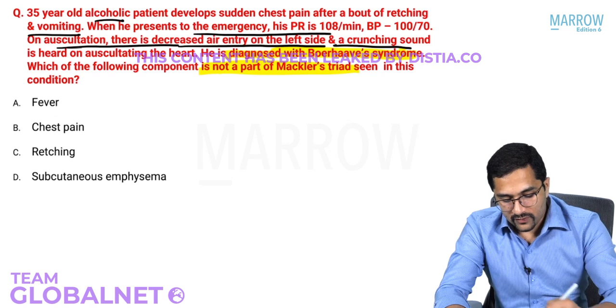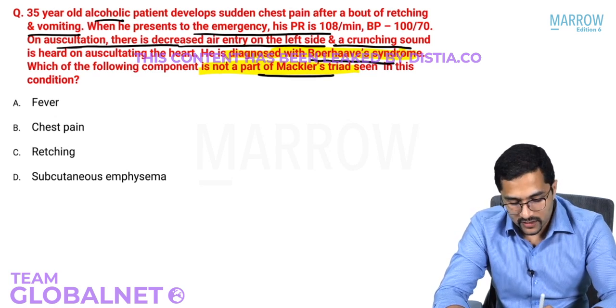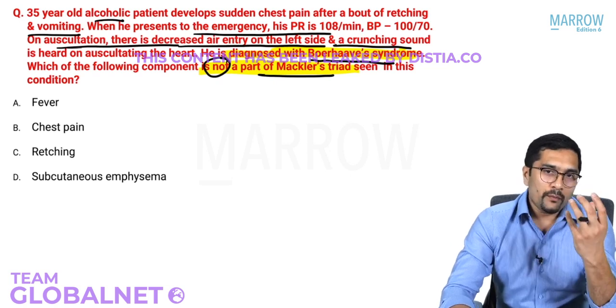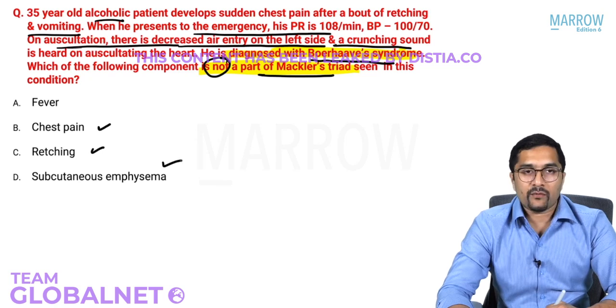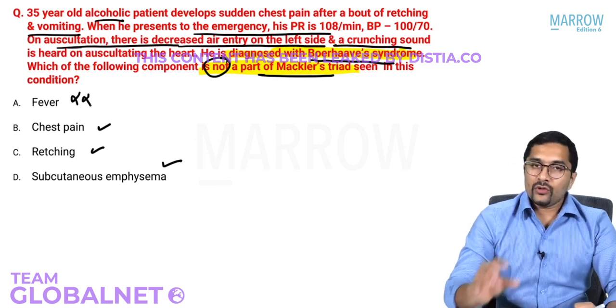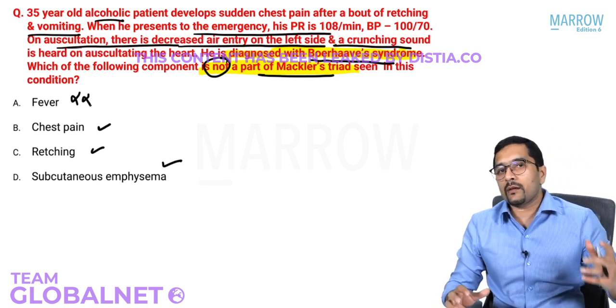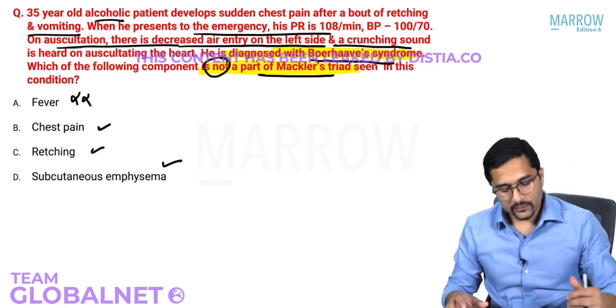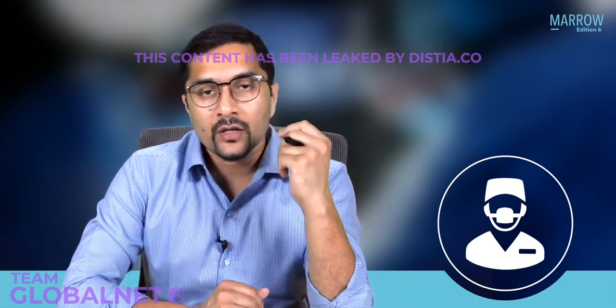Here they've clearly said Boerhaave syndrome, Mackler's triad, which is not seen. If you know Mackler's triad, you know chest pain is there, retching is there, subcutaneous emphysema is there, fever is not there. So you can answer this question in 10 to 15 seconds and you can save time for other questions. That was just a tip on how to approach these long-stemmed questions.